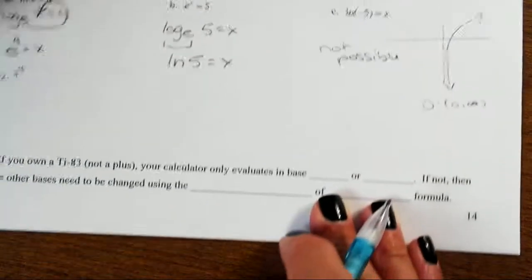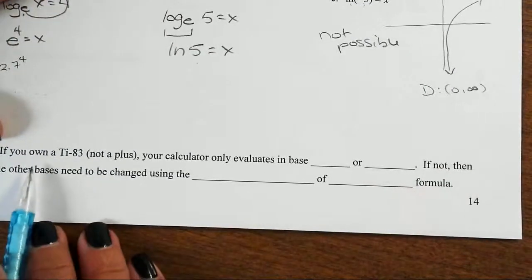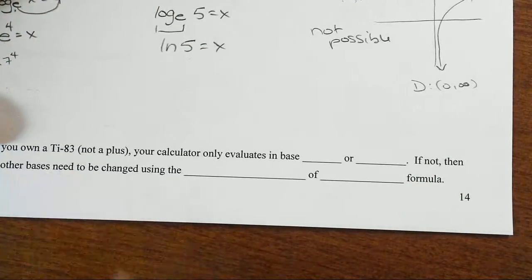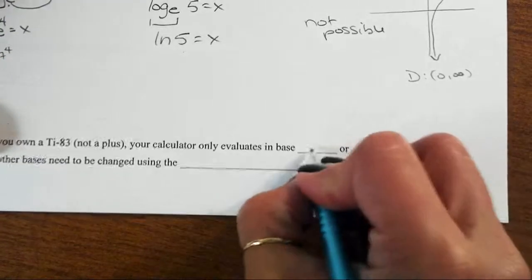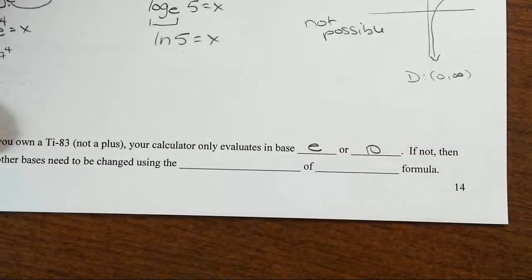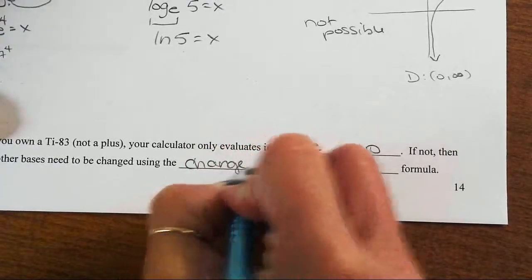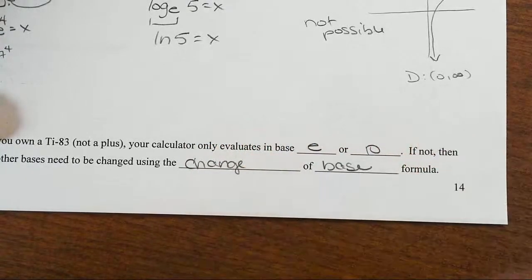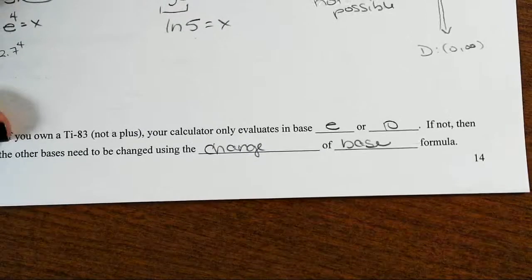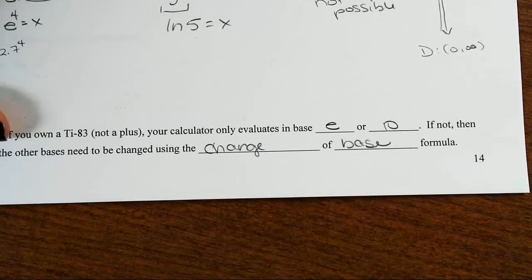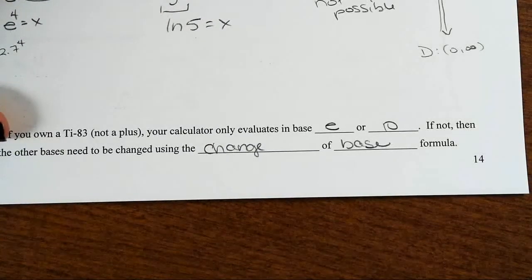One thing you need to keep in mind is that if you own a regular TI-83, your calculator will only evaluate in base e or base 10. If not, we would have to use what's known as the change of base formula. We will not be evaluating or reviewing the change of base formula, which was covered in Algebra 2.